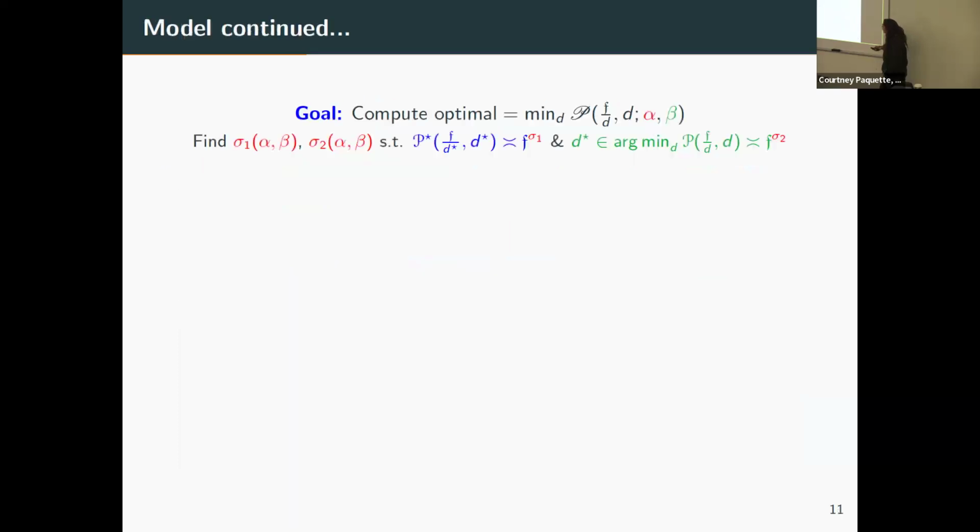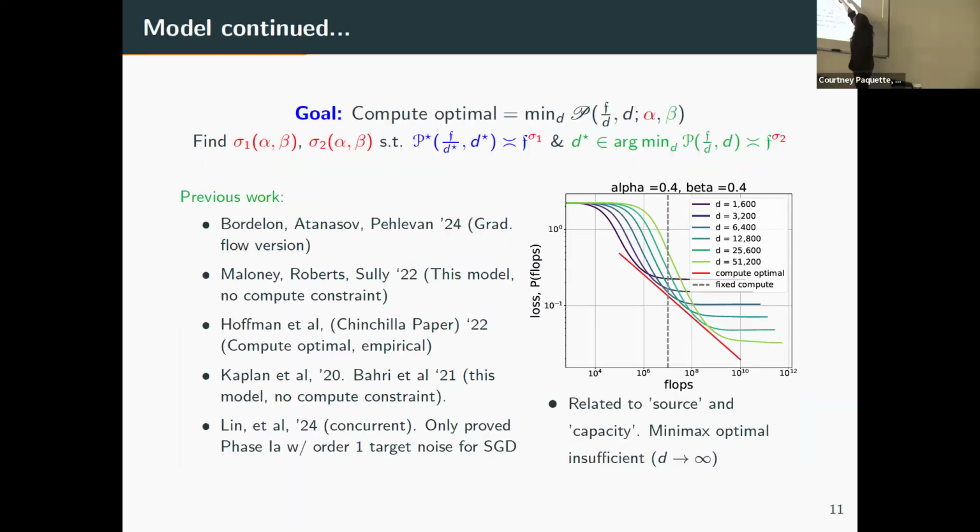And the goal in compute optimality then is just to solve this problem and to figure out what these exponents are. How does your loss as a function of flops change in terms of the exponents, and the same thing for D star, in terms of an exponent in flops. So you're interested in the exponent on the flops. And this is exactly what produced this picture, and you can see it's really similar to the types of pictures you see in the LLMs. This is a fake model, but it's replicating the scaling.